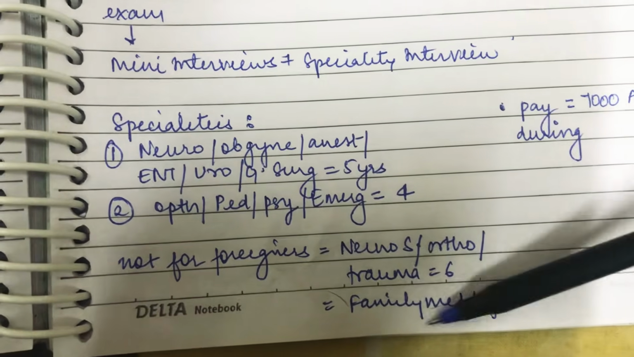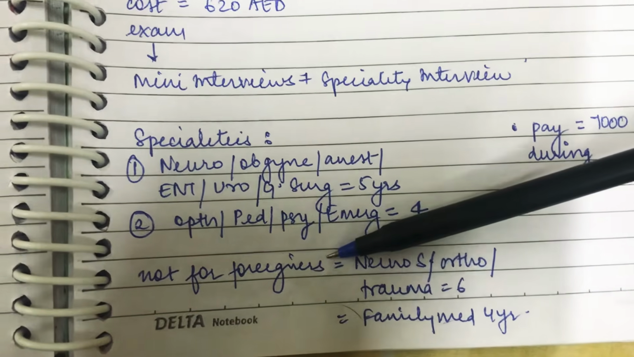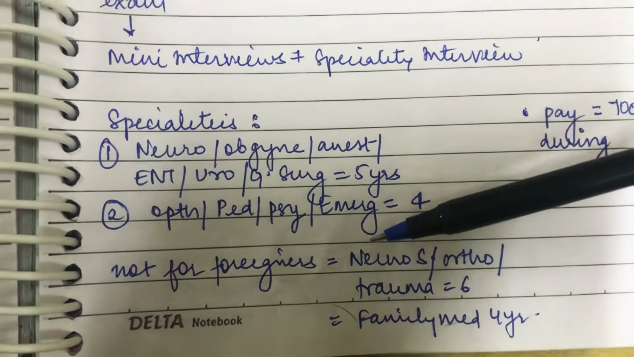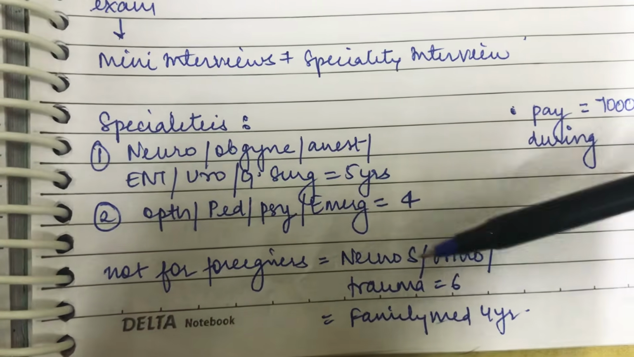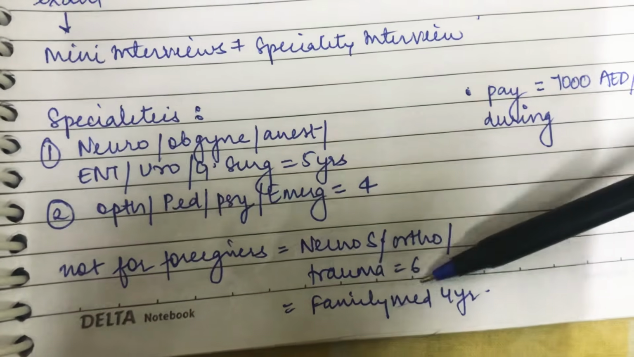Now these are some of the specialties you might find; neurosurgery is not here. That is because they are not available for foreigners or international medical graduates. People who have done their MBBS from UAE can only apply for these specialties: neurosurgery, ortho and trauma, which are 6 years, and family med, which is 4 years.